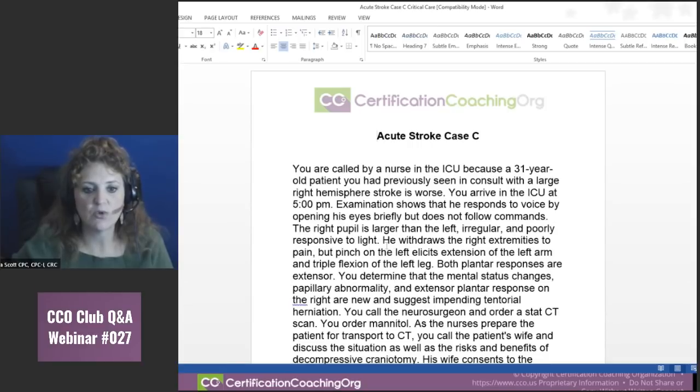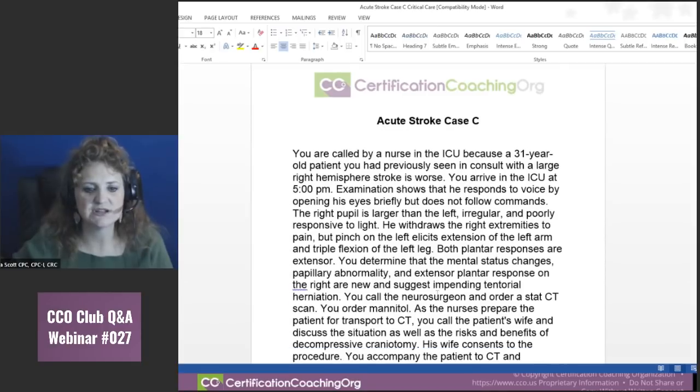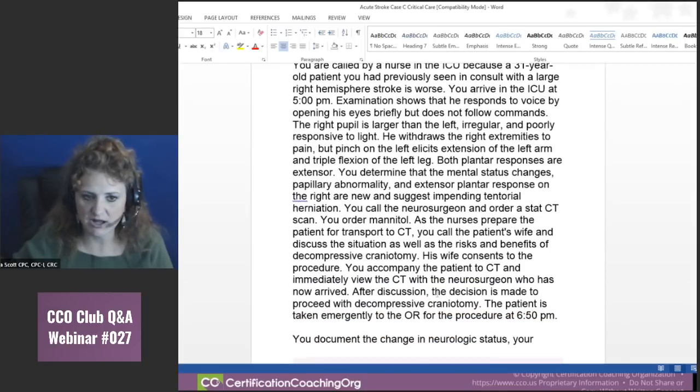Does not follow commands. Right pupil is larger than the left, which is a classic sign of a stroke. Irregular and poorly responsive to light. That's an indication of stroke and critical care. He withdraws the right extremities to pain, so he can feel and he can move. But pinch on the left elicits extension of the left arm and triple flexion of the left leg. Ooh. Both plantar responses are extensor. Ooh, this is all good documentation if you don't know how neurology works.